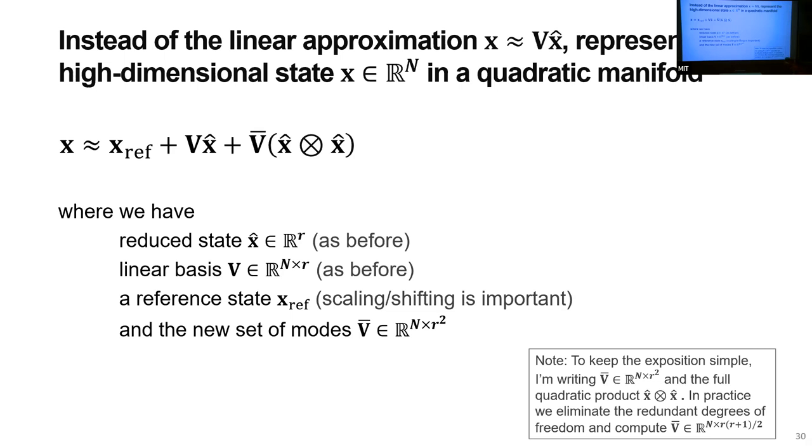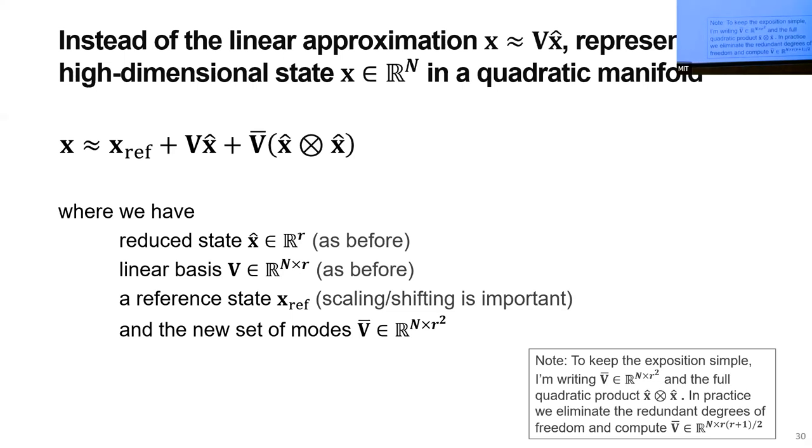Okay, so x hat is still the reduced state, V is still the linear basis, and a new set of modes in V bar. And one other thing, just to keep the exposition simple, I'm going to write this Kronecker product, and I'm calling it dimension r squared. Of course, for the quadratics there's redundancy, like x1 x2 is the same as x2 x1. So this isn't exactly r squared, it's actually r(r+1)/2, but the message gets more complicated. So we do eliminate the redundant degrees of freedom, but I'll just refer to it as r squared.